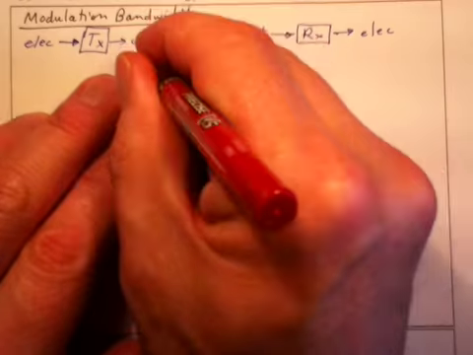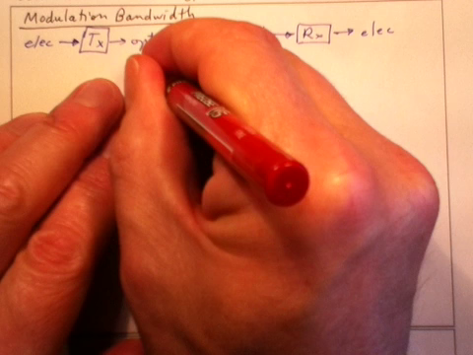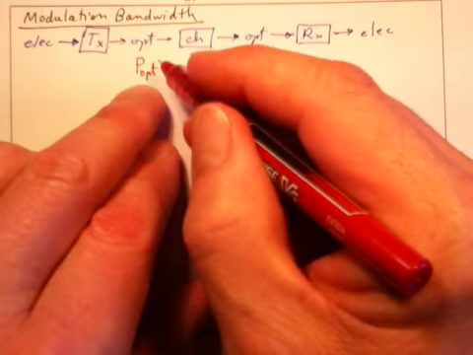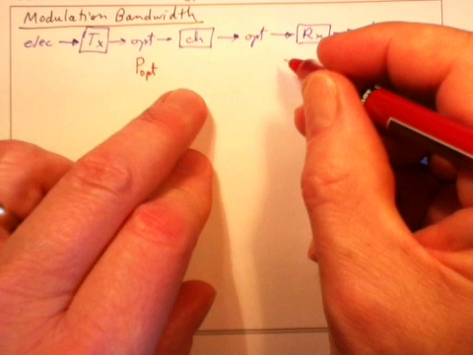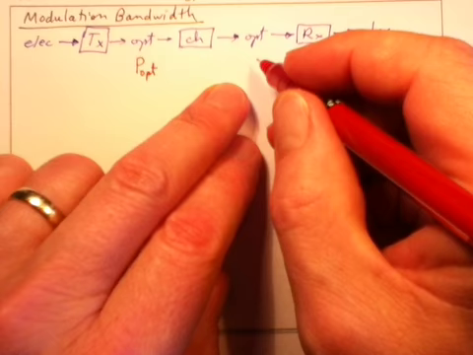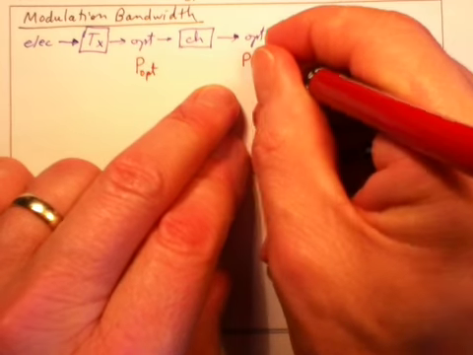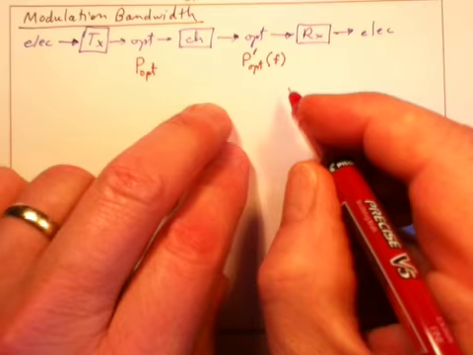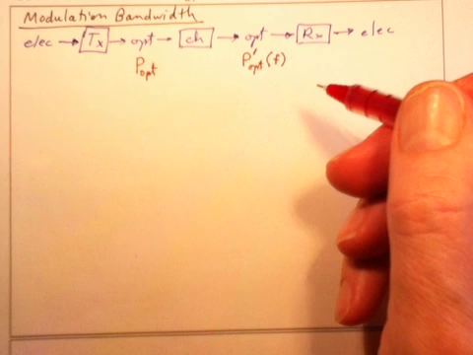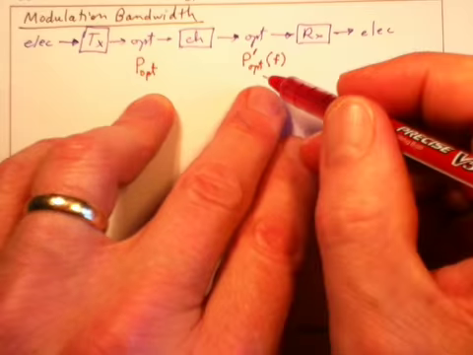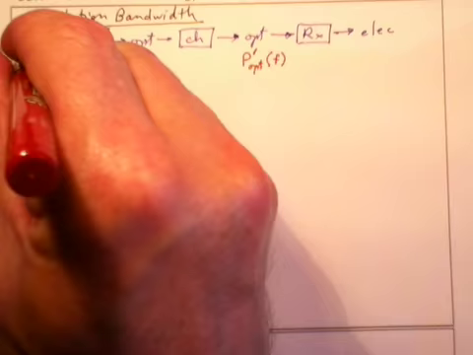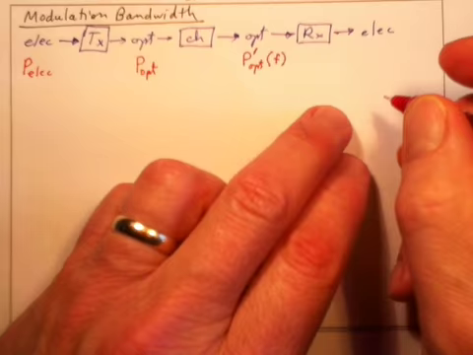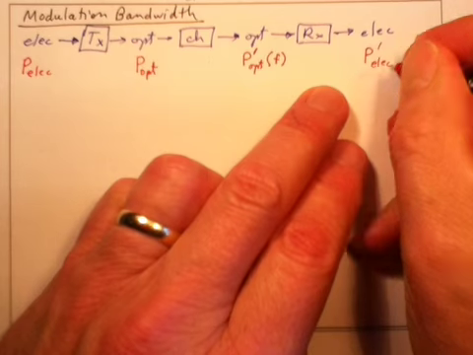We can look at this input optical power, and we can ask ourselves, okay, given that input optical power that's been modulated at a frequency f, what is the output optical power as a function of frequency? And that's what we just answered, that question. But we can also then ask the same thing over here on the electrical side. Now we have an electrical power going in, and we have an output electrical power, which depends on the frequency.